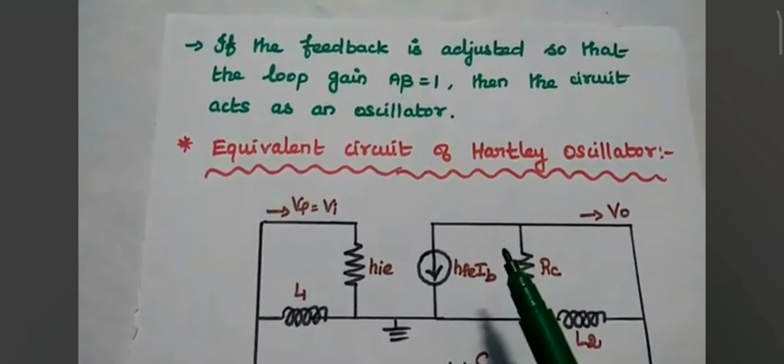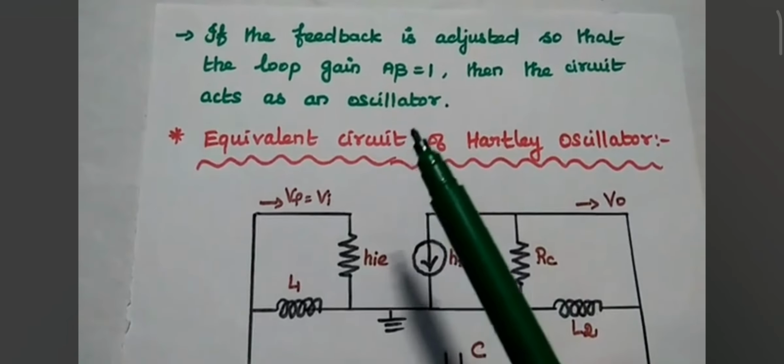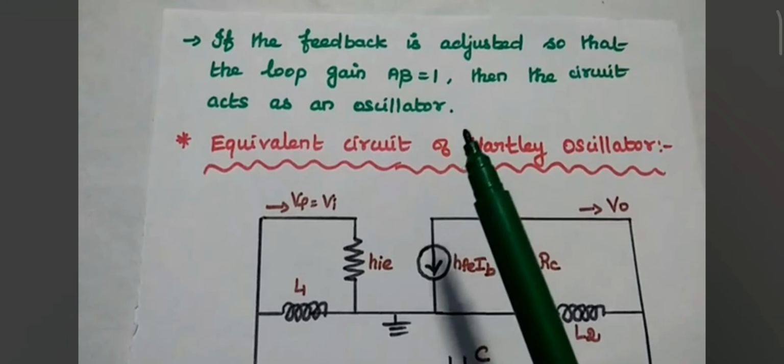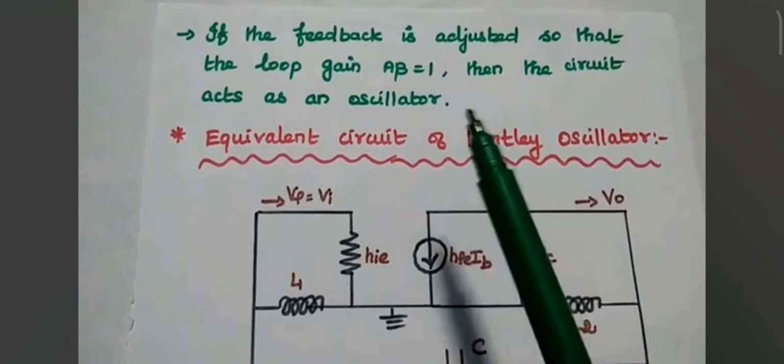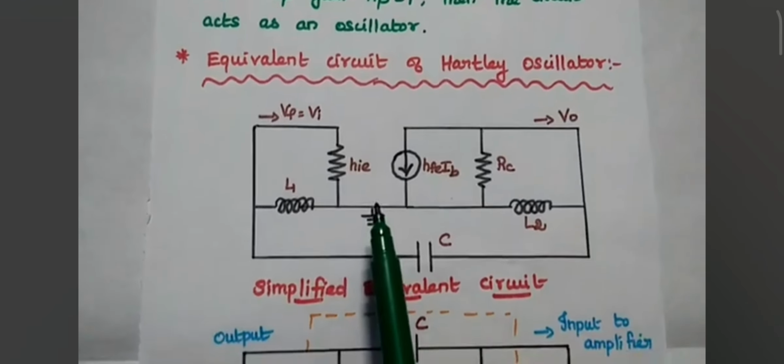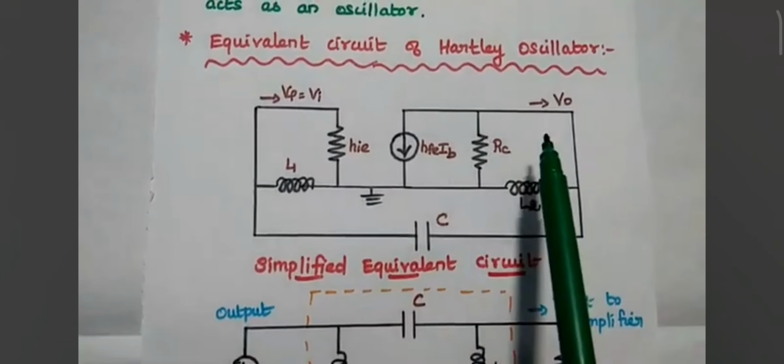Based on the Barkhausen criterion, we have to achieve the loop gain A beta as 1. For that, we have to adjust the values of feedback components to get A beta equal to 1. So next, the equivalent circuit of the Hartley oscillator.